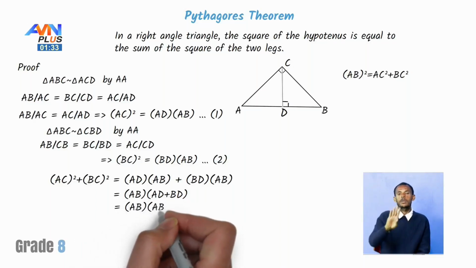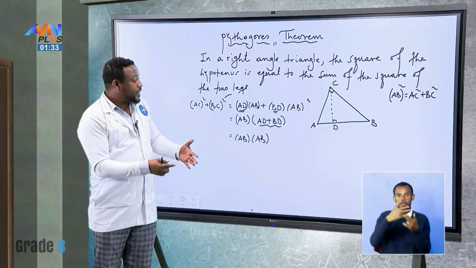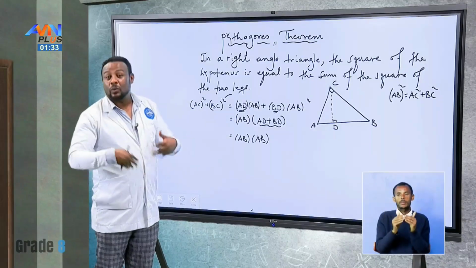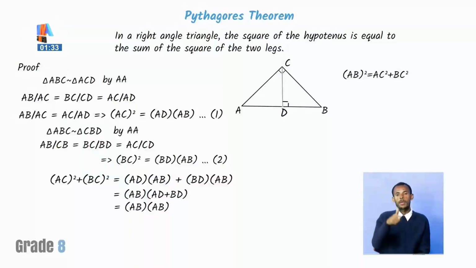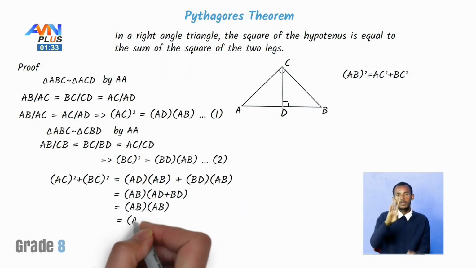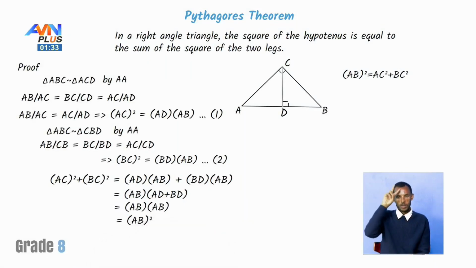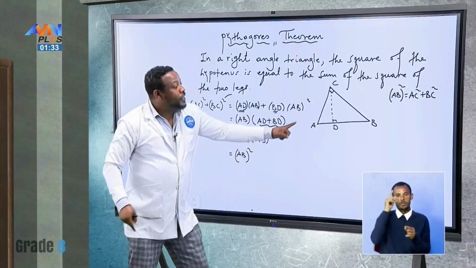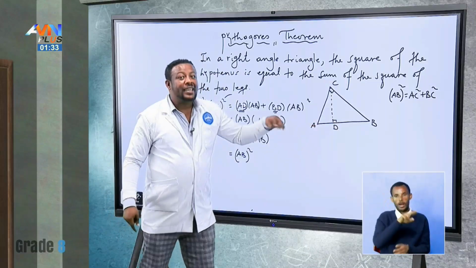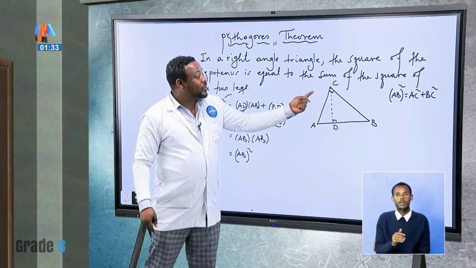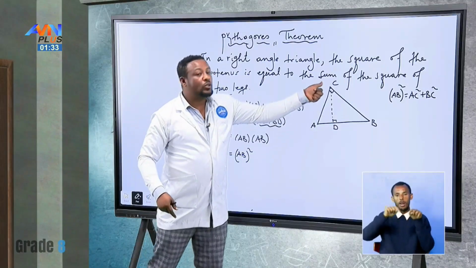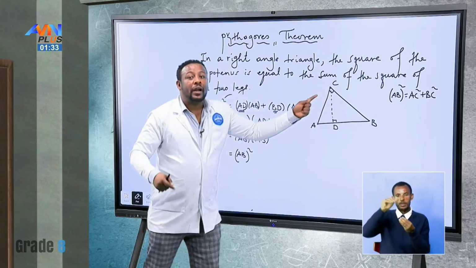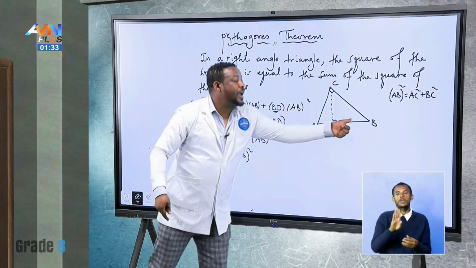Now, AB times AB, the product of something with itself, is a square, right? So AB times AB is AB square. Look, our objective is to prove that the square of the hypotenuse is equal to the sum of the squares of the other two legs. That means AC square plus BC square must give us AB square.